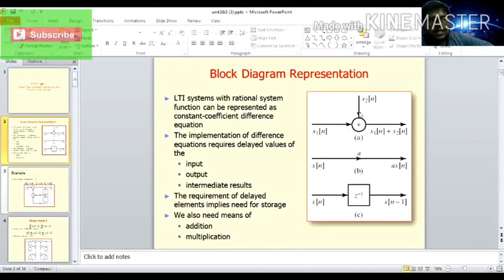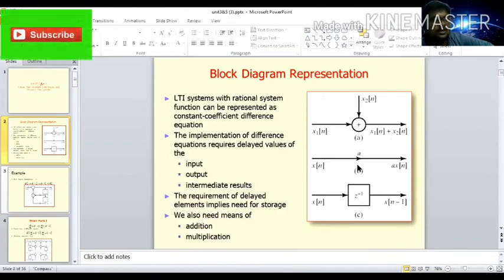You draw a circle, and inside the circle you put an addition or summation symbol. Now, this adder block receives two signals, x1 and x2. This block helps you add these two signals, that is, x1 of n plus x2 of n.